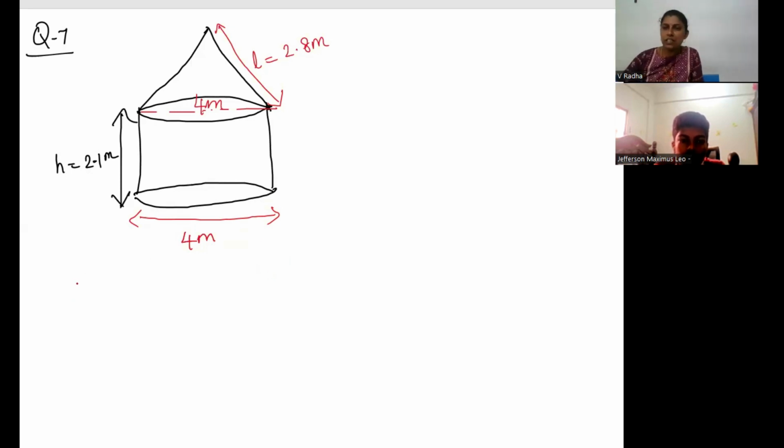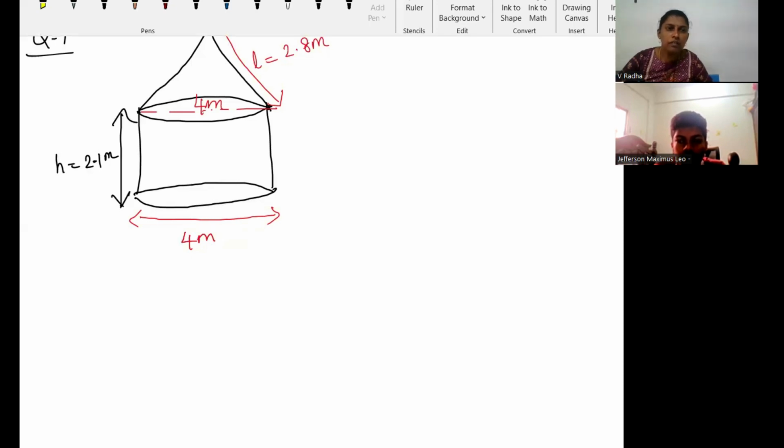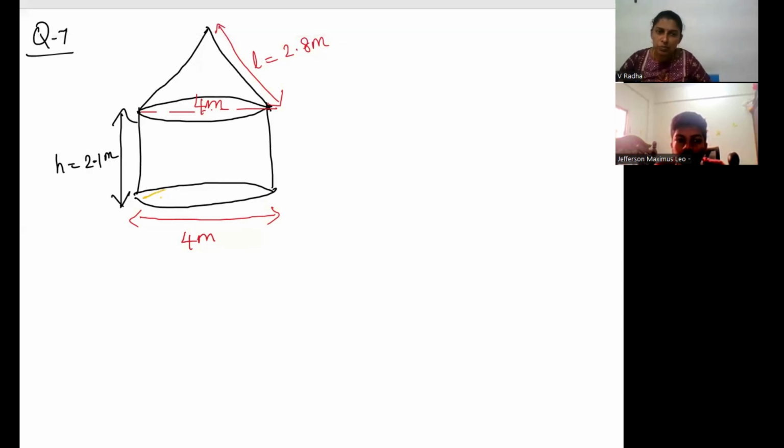So what's the formula to find the area of the tent, please tell? Ma'am, note that the floor is not covered with the canvas. So the surface area of the cone plus the surface area of the cylinder: pi r l plus 2 pi r h. Very good. This portion is not covered because this is the floor of the tent, is it correct? Yes, ma'am. Not covered with canvas. So it is the CSA of the cone plus the CSA of the cylinder. And this joining portion is also not covered with the canvas. Is it correct? Yes, ma'am.